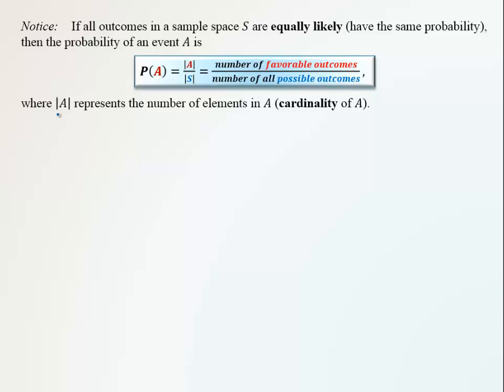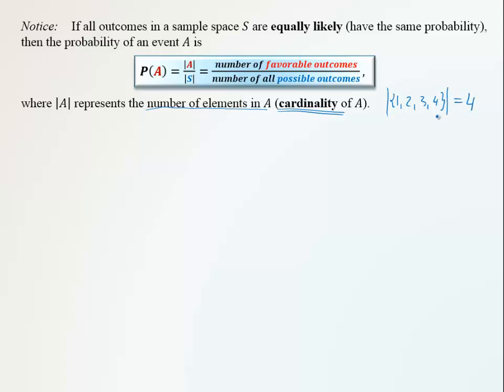The double bar enclosing the set A represents cardinality of set A, which is really the number of elements of the set A. So cardinality. For example, cardinality of {1, 2, 3, 4} is 4.